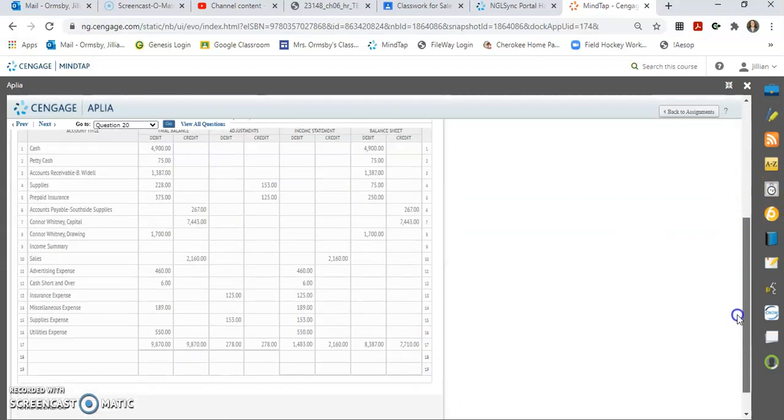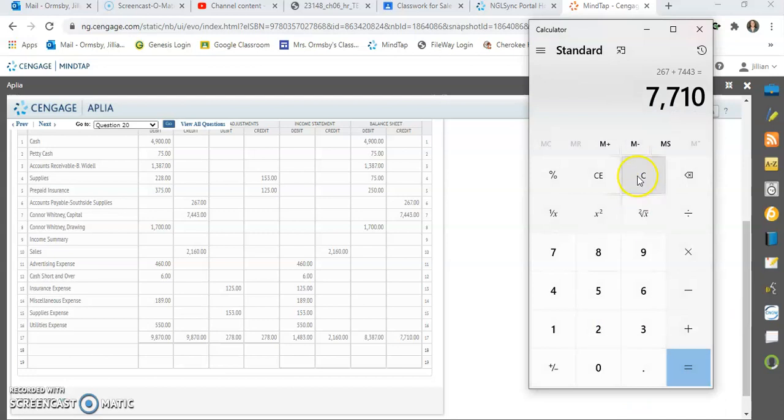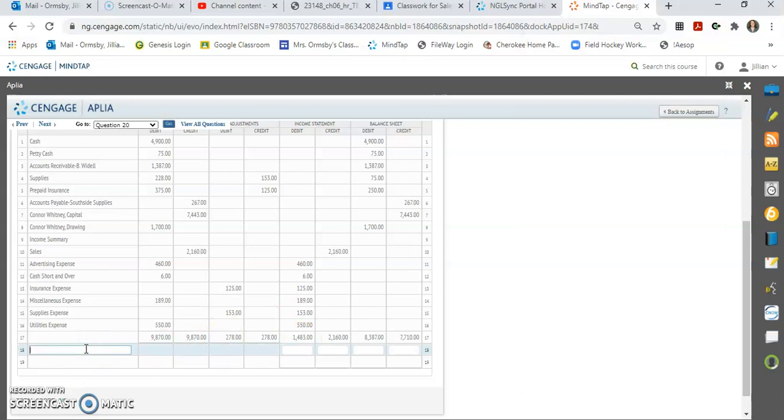All right. So now we need to determine if there's a net income or a net loss. So you take the total of your sales and subtract the total of your expenses. So 2,160 minus 1,483 equals $677. It is positive, so we have a net income. So we're going to write net income over here, and we're going to put that amount right here under the income statement debit column, 677. Double check that, right?